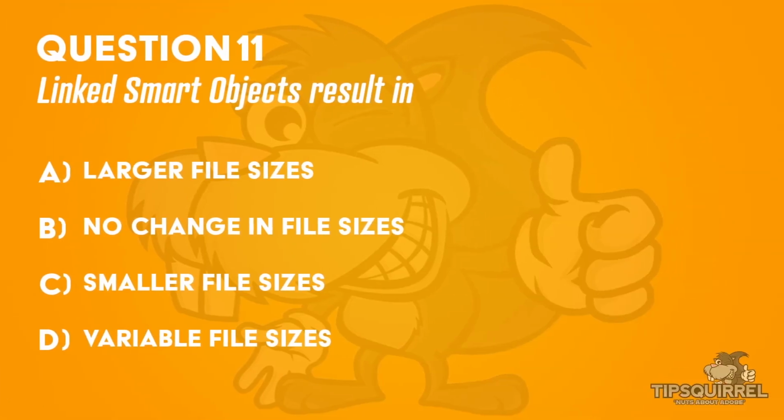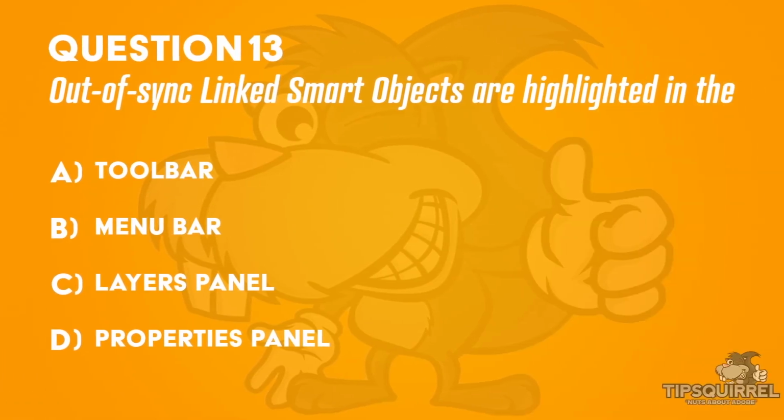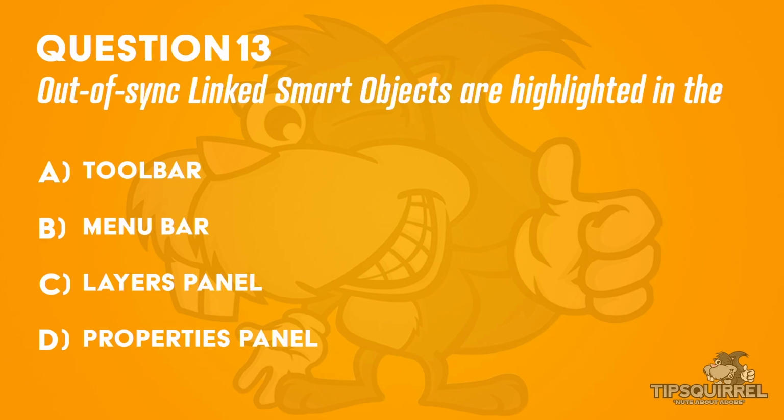Okay, question number 11. Linked smart objects result in A, larger file sizes, B, no change in file sizes, C, smaller file sizes, or D, variable file sizes. Question number 12. If an external source file changes, the linked smart object is A, deleted, B, automatically updated, C, hidden, or D, merged. Question number 13. Out of sync linked smart objects are highlighted in the A, toolbar, B, menu bar, C, layers panel, or D, properties panel.